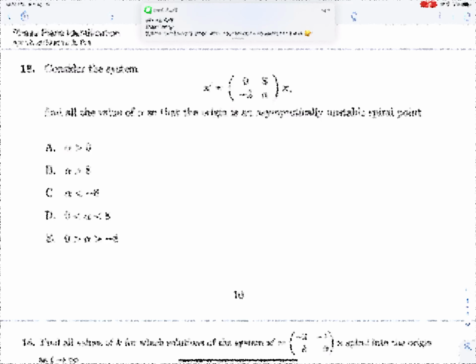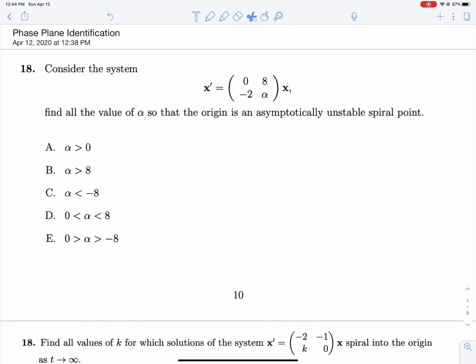If our eigenvalues are negative and real, everything will come in towards the origin. But if we have those same positive and negative real parts, but then an imaginary part added onto that, an imaginary conjugate pair, then we will get either a spiral source or a spiral sink.